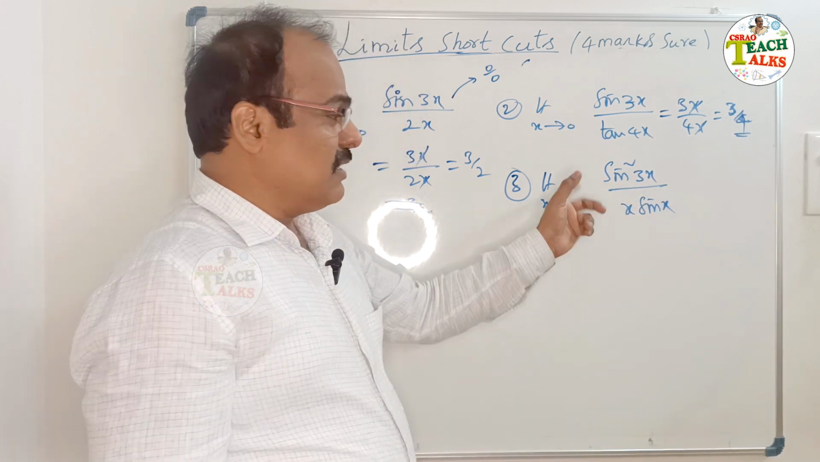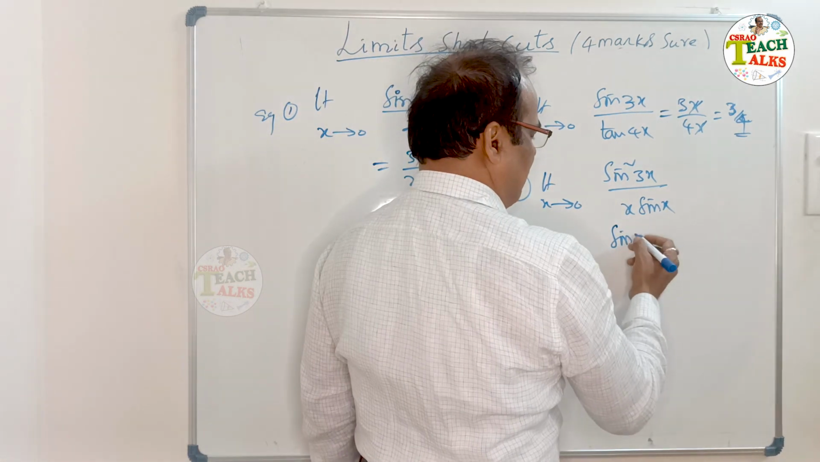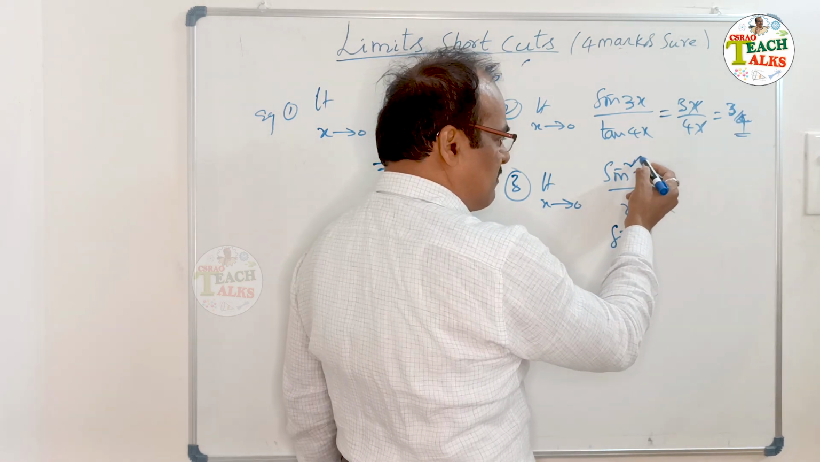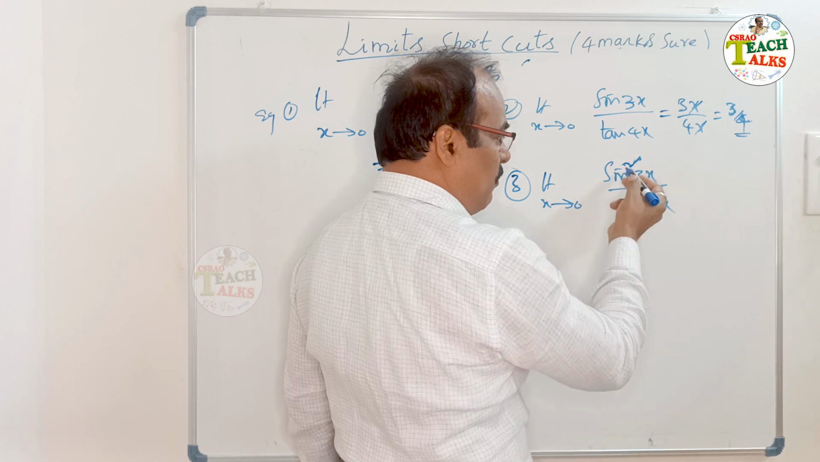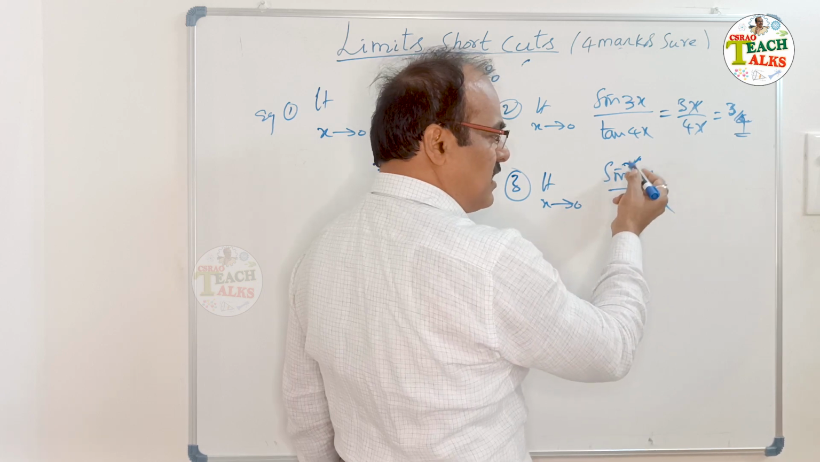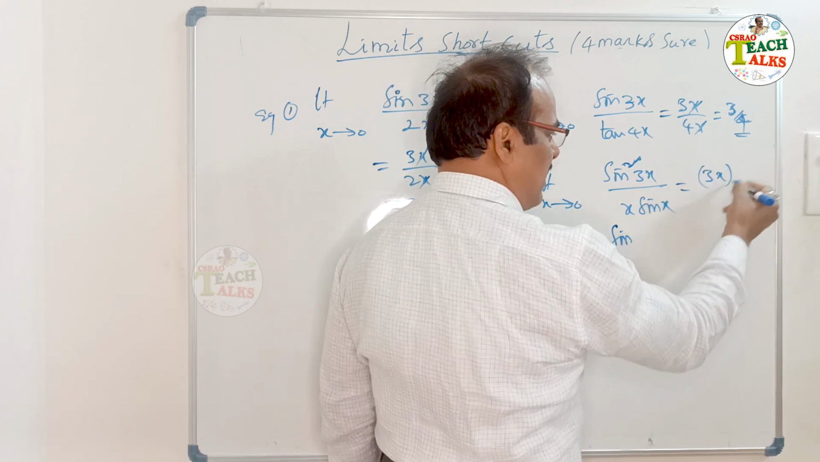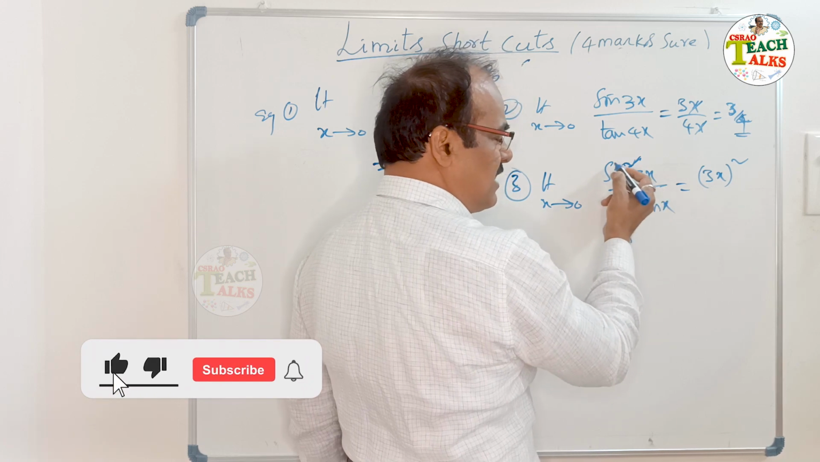Now we are going to remove the sin. But what we have to do here? Sin square x is there. Before removing the sin, this square is there. Square we cannot remove. Before removing the sin, square transpose to the angle. And that is 3x whole square. This square is transferred to angle. We are removing the sin.